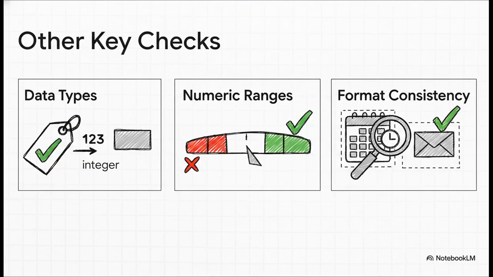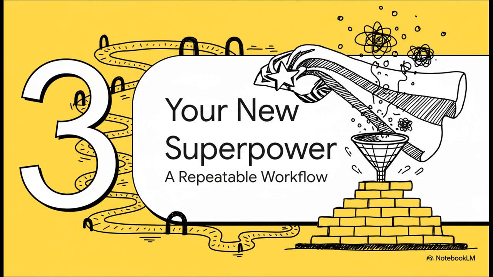And to round out our gauntlet, here are a few final rapid-fire checks. Always double-check your data types with df.dtypes. Make sure numbers fall in a valid range, like age can't be negative. And for things like dates or email addresses, you can use regular expressions to make sure the format is consistent everywhere.